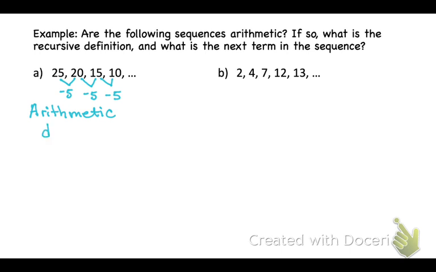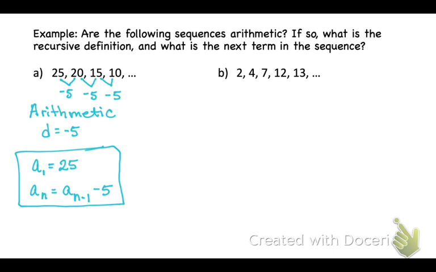And my common difference, we just put a D, is what? Negative 5. Okay, so then our definition, remember we have to give an A sub 1, a starting point. So what's my A sub 1? 25. So then I have A sub n, which means any other term. You have to start with the n minus 1 term, meaning the previous term, right? And do what with it? Subtract 5. So this is your whole definition. You cannot have just one of those. You have to have both.